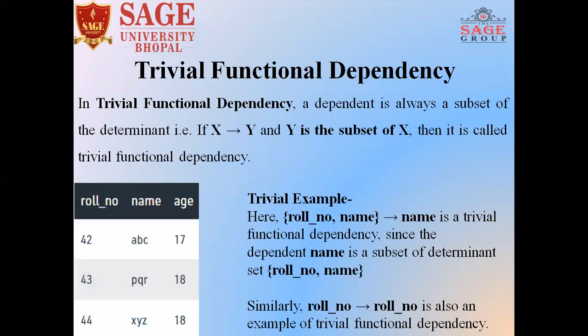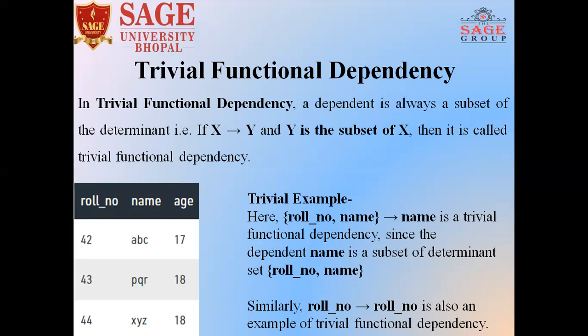Now, we are going to learn about trivial functional dependency. It totally depends on the reflexive property. In reflexive property, we have learned that if x tends to y and y is a subset of x, then it's called the reflexive property. So if any functional dependency follows the property of reflexive, we can say that particular functional dependency is called trivial, otherwise it is called non-trivial. In simple language, if any functional dependency follows reflexive property, then it is called trivial functional dependency. And if it does not follow reflexive property, then it is called non-trivial functional dependency.